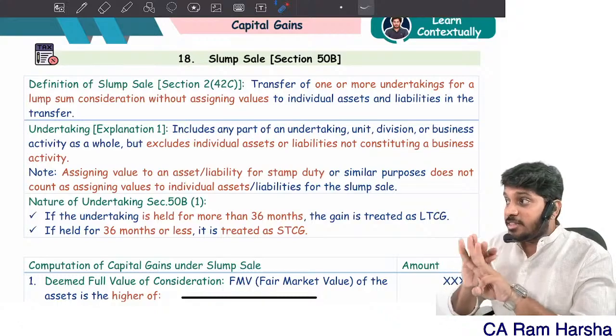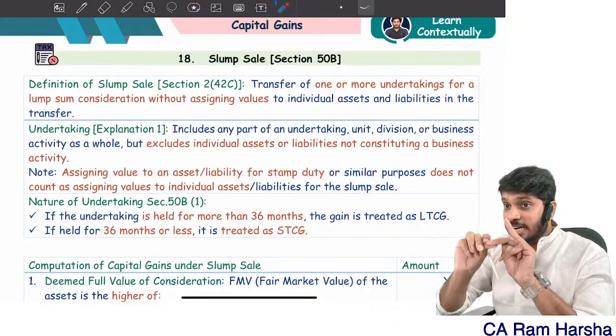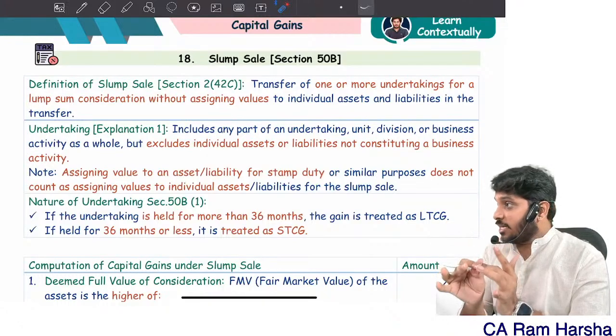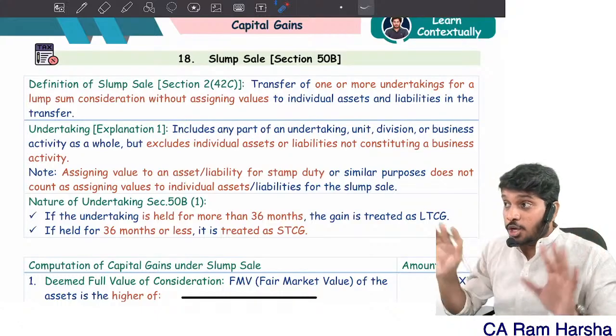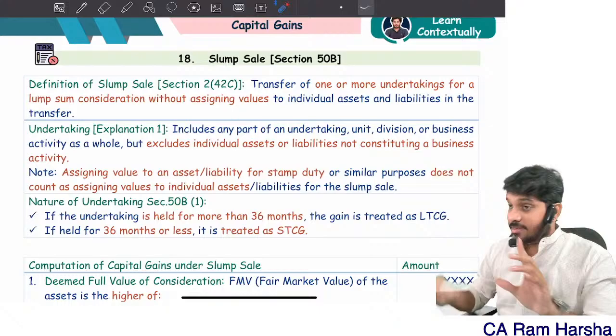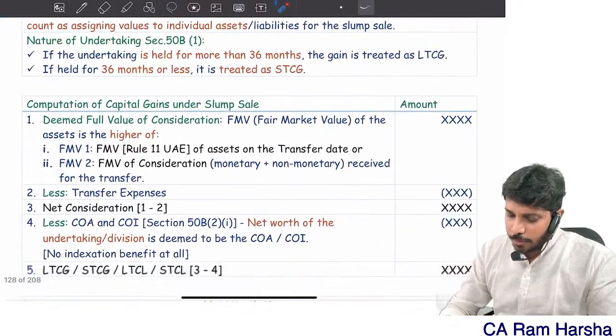Suppose you are having 3 divisions in your business. One division is dealing with manufacturing, one division is providing services, one division is dealing with some other activity. The services division, you are selling it to somebody. You are not selling each and every asset inside that; you are selling the service division itself fully. That is treated as what? Slump sale. Now, in a slump sale, how to compute capital gains?